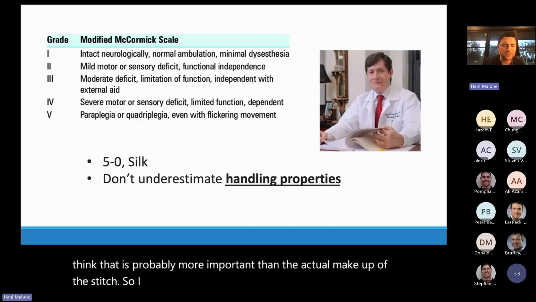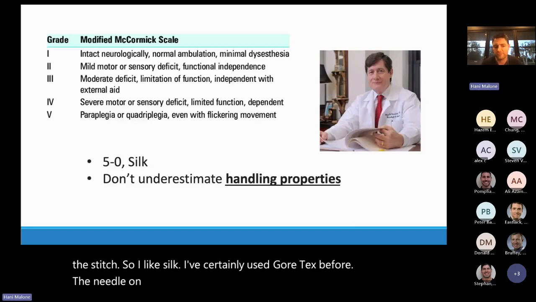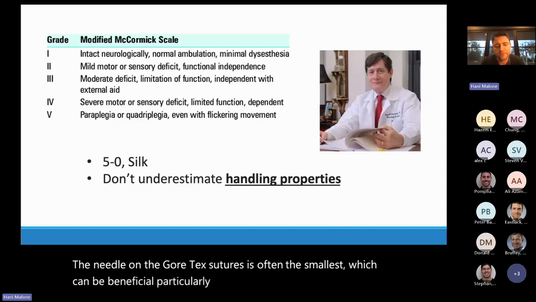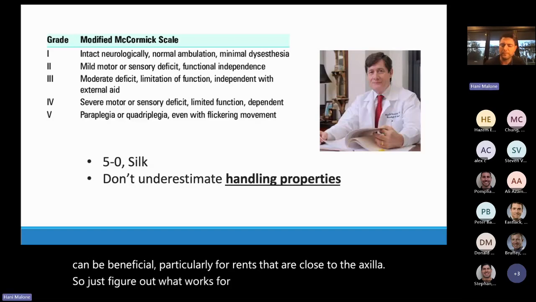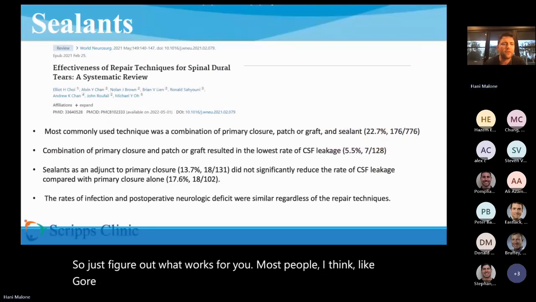So I like silk. I've certainly used Gore-Tex before. The needle on the Gore-Tex sutures is often the smallest, which can be beneficial, particularly for rents that are close to the axilla. So just figure out what works for you. Most people, I think, like Gore-Tex.